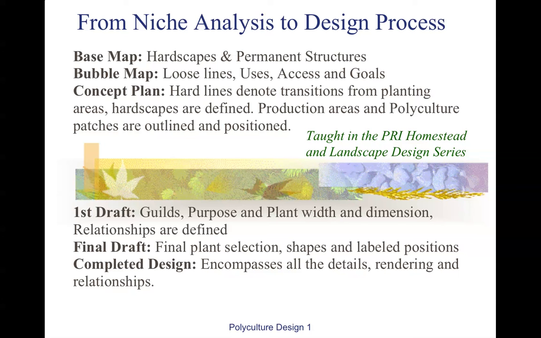The first draft, we work with our guilds. The purpose of the plant width and dimension relationships are defined. The first draft is just getting those plants on there, just like with the concept plan, getting our plants on there by type, their width and their dimension and the space that they're going to occupy. And then the next draft section, we'll start picking the plants in and put them in by species and label their positions and define their shapes. We can even change their symbols a little bit to define what type of plant they are as far as conifers or deciduous plants. And then the completed design encompasses all the details, rendering, and relationships in any notes.